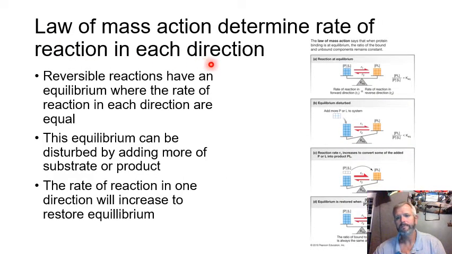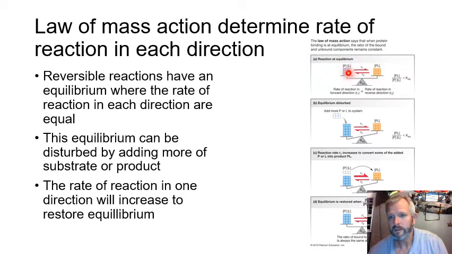Okay, let's describe this law of mass action. We talked on the previous slide about how reactions can go in this direction and reactions can go in that direction. If you kept the same concentrations, the same amount of products and the same amount of reactants, at a certain point the rate at which it goes in this direction will be the same as the rate at which it goes in this direction.